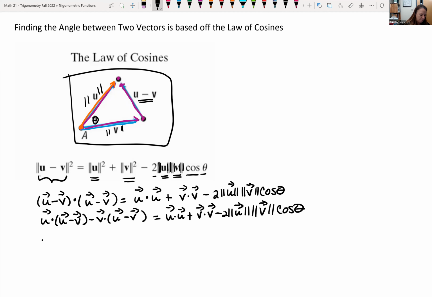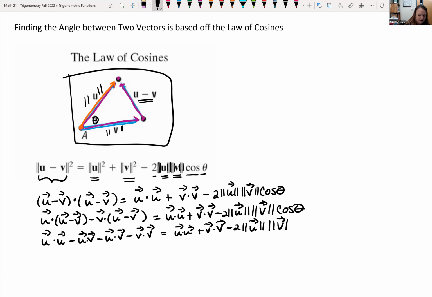So doing our distributive property, we have U dot U minus U dot V. And then distributing the negative, V dot U. So negative V dot U has a commutative property, so we can rewrite it as U dot V minus the vector V times the vector V, so V dot V. So vector U dot V again plus V dot V minus 2 magnitude of U times the magnitude of V cosine of theta.